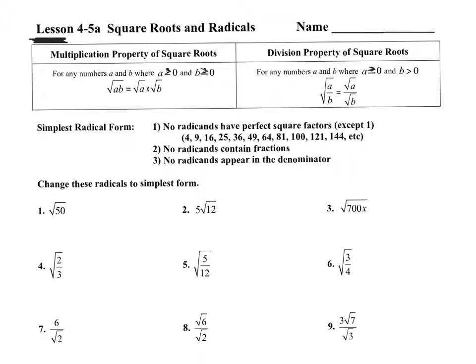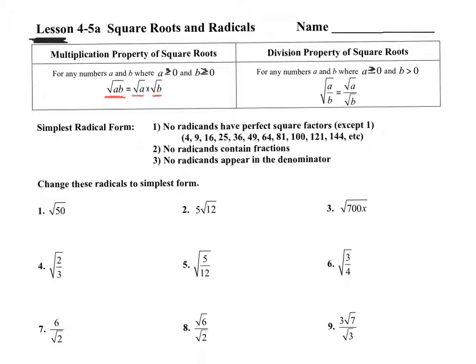The first one is this. If you are multiplying under a radical, a times b, that's the same as if you break them up and do the square root of a times the square root of b. So you may separate those, and it's the same thing, okay?